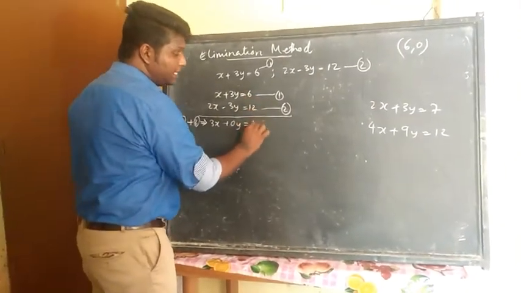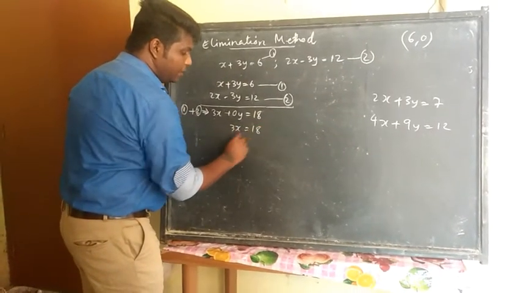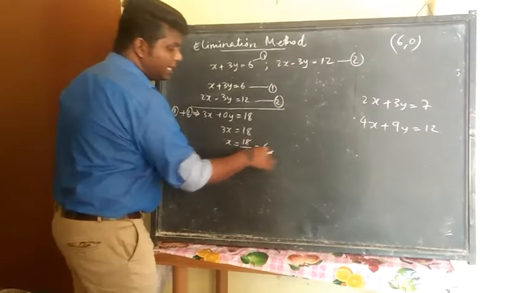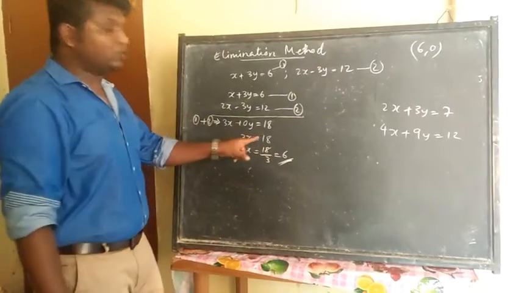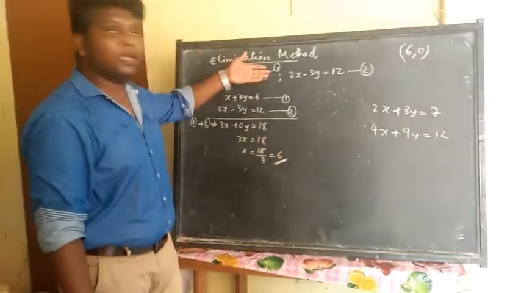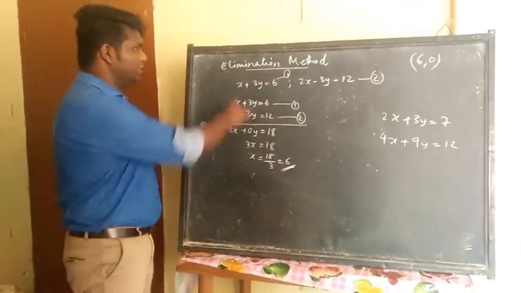6 plus 12 is 18. So 3x is 18. Therefore x is equal to 18 by 3 and you got the x value as 6. x value आपको मिल गया 6. इसका बाद क्या करना है? ये जो वैल्यू जो है कोई भी इक्वेशन अंदर डाल दीजिएगा, आपको y वैल्यू निकल आएगा.